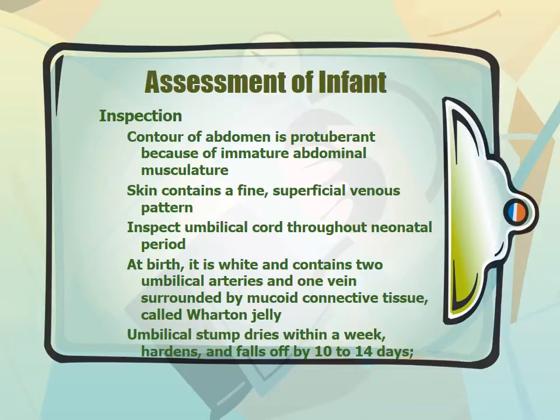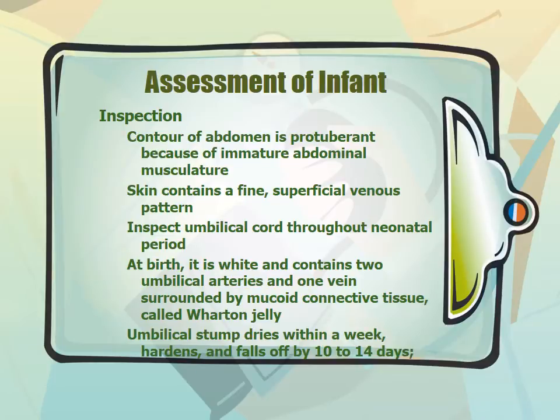Their skin is actually going to contain kind of a fine superficial venous pattern, so sometimes you might see that the veins on their abdomen might be a little bit more visible and, like I said, kind of a bluish color. If you are assessing a baby that is still within that neonatal period, that first 28 days, you need to make sure that you look at the umbilical cord.